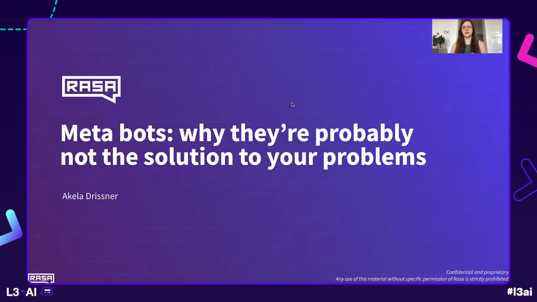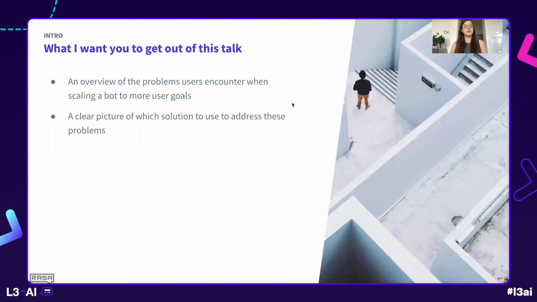So I want to talk about all the problems and solutions there are out there to help you best deal with these. So what I want you to get out of this talk, I want you all to have an overview of the problems that users may encounter when scaling a bot to more than one user goal. And I also want you to get a picture of what solutions there are to address each of these different problems. So by the end of this talk, you should basically have all the information you need to make a decision on which approach to use for your individual bots.